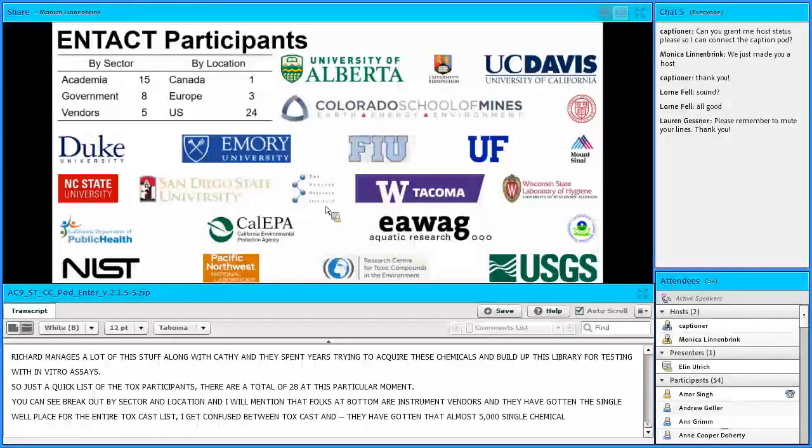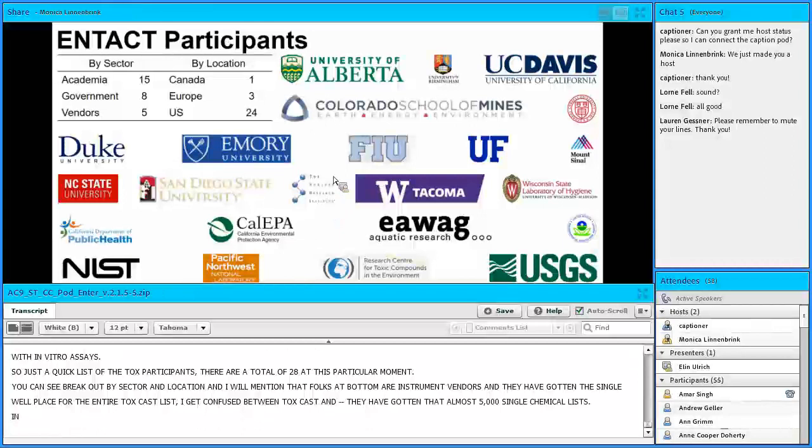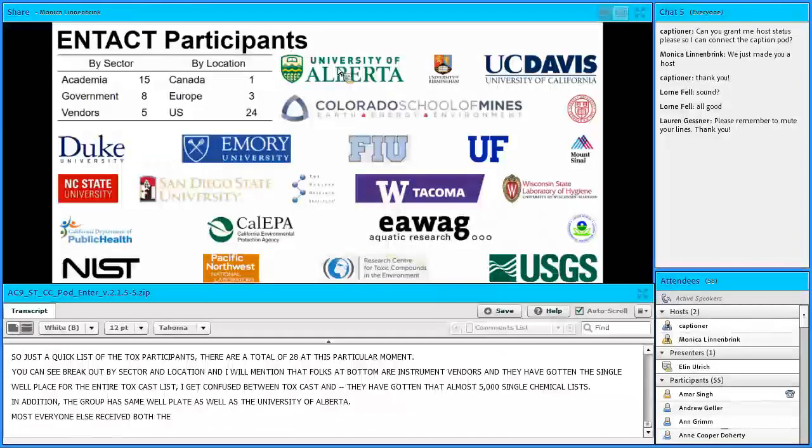In addition, Scripps got that same set of well plates, as well as the University of Alberta. Most everyone else received both the mixtures as well as the exposure samples. A few only decided to look at the mixtures.